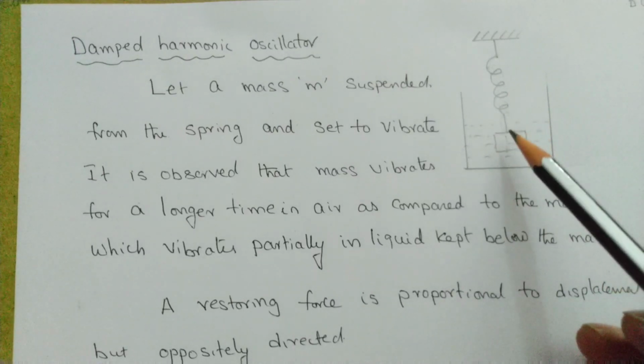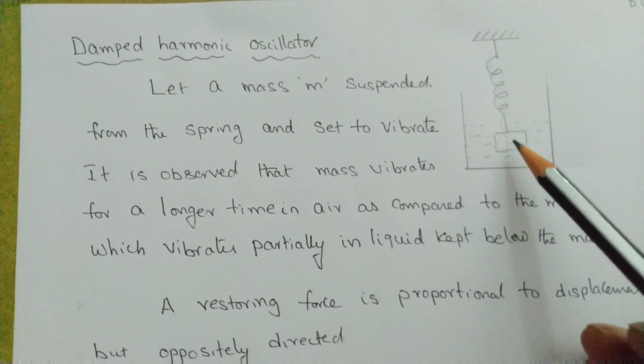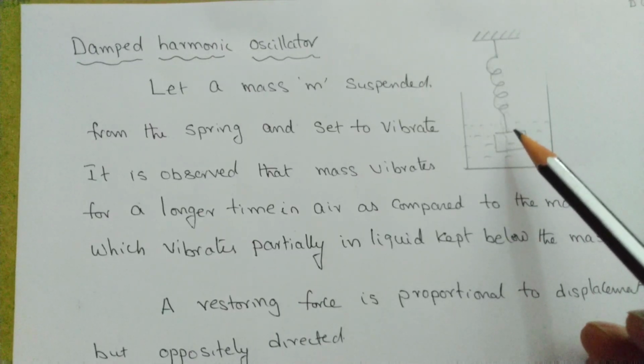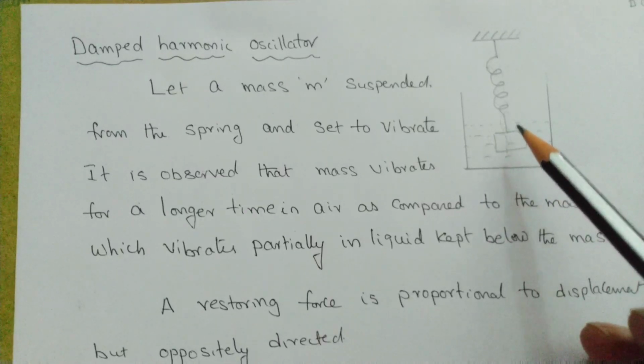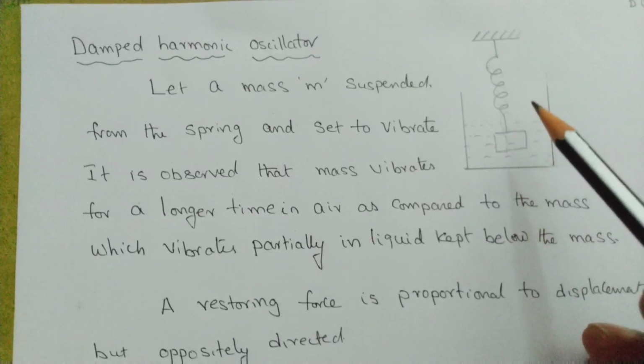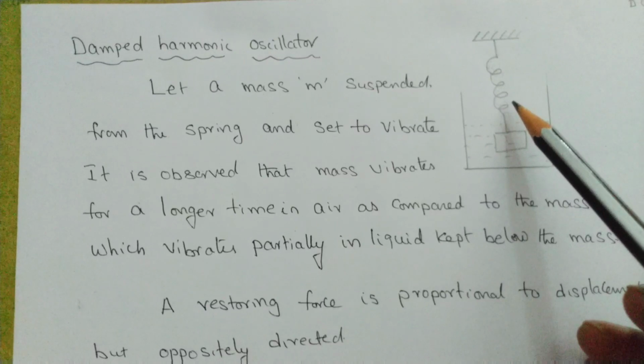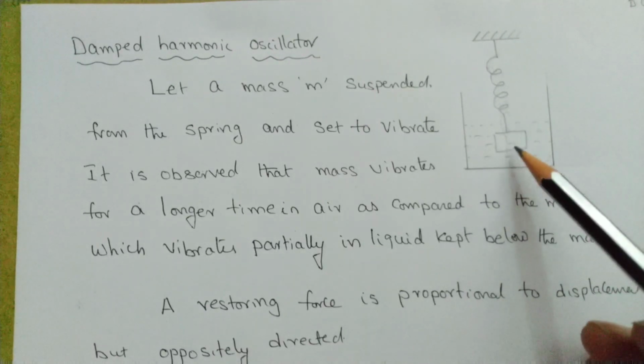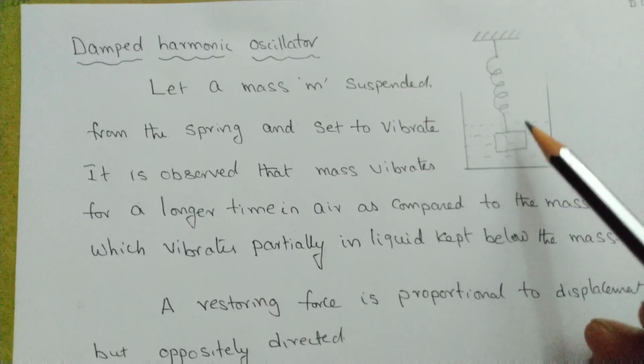That means the oscillations are converted into damped oscillations. Damped oscillation means decreasing amplitude, so at a certain time it will stop. So we have to find the damping constant and the force constant also. Then we have to equate this force constant and damping constant. Then we have to check three cases.